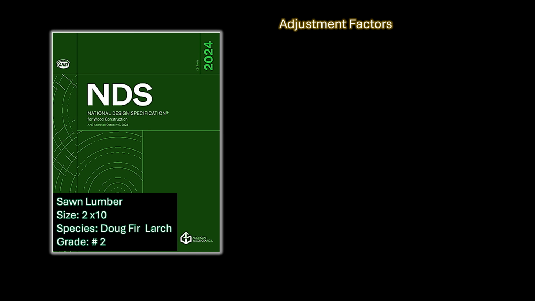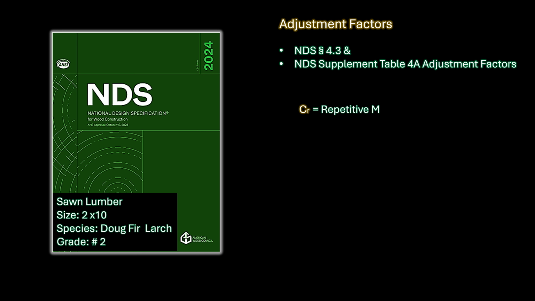The next 4 factors that we will consider are defined in Section 4.3 of the NDS and provided in the NDS supplement at the section on Table 4A Adjustment Factors. Table 4A covers visually graded dimension lumber between 2 inches and 4 inches thick. The repetitive member factor, which is denoted as CR, is used to account for the increased load carrying capacity of wood members when they are part of a repetitive load system. For such members, a repetitive member factor of 1.15 may be used.